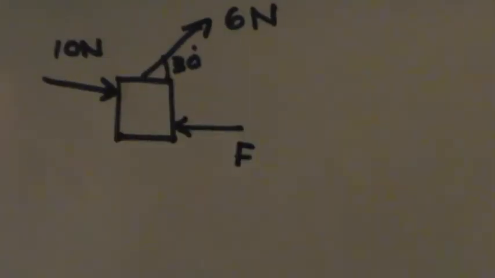So what happens when three forces are acting on an object? If an object is like this, and I put a force of 10 newtons here, a force of 6 newtons in this direction at an angle of 30 degrees, and a force of some F here, what is the value of F?